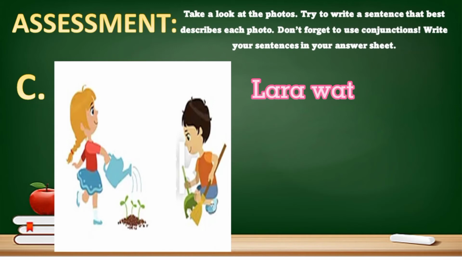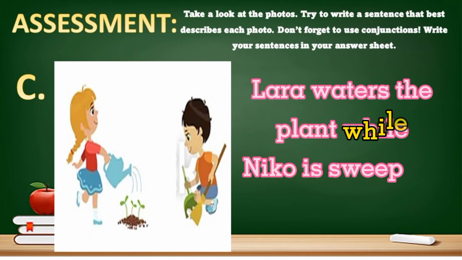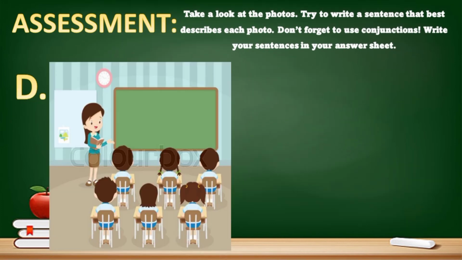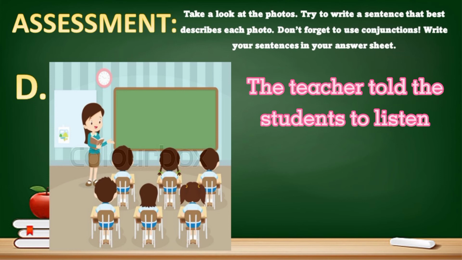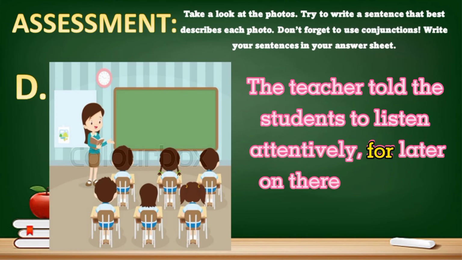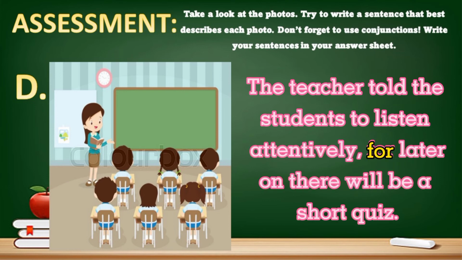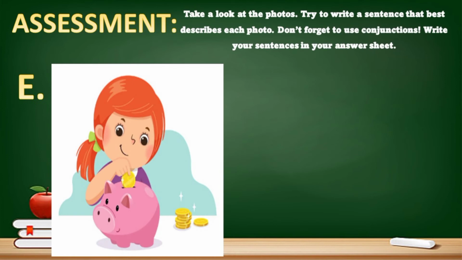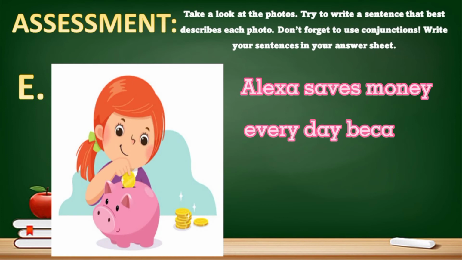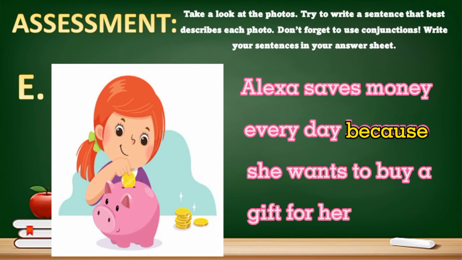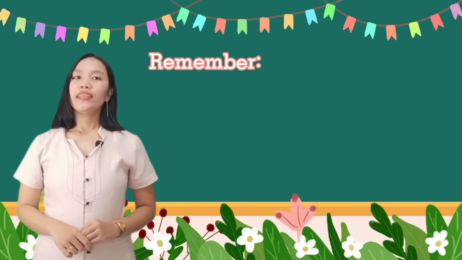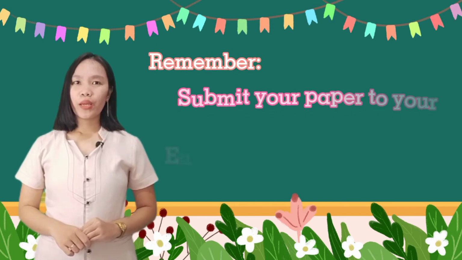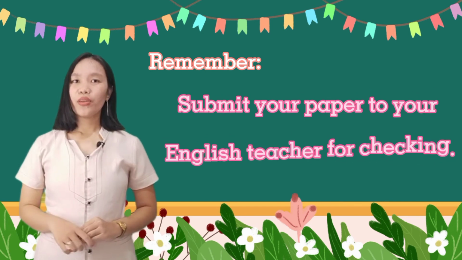Picture C. Lara waters the plant while Nico is sweeping the floor. Picture D. The teacher told the students to listen attentively, for later on there will be a short quiz. Picture E. Alexa saves money every day because she wants to buy a gift for her mother. Remember, your answers may vary. It is advised to submit your paper to your English teacher for checking.